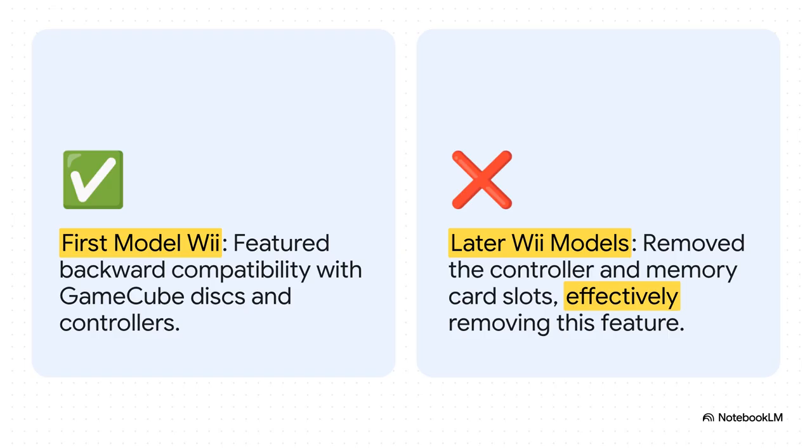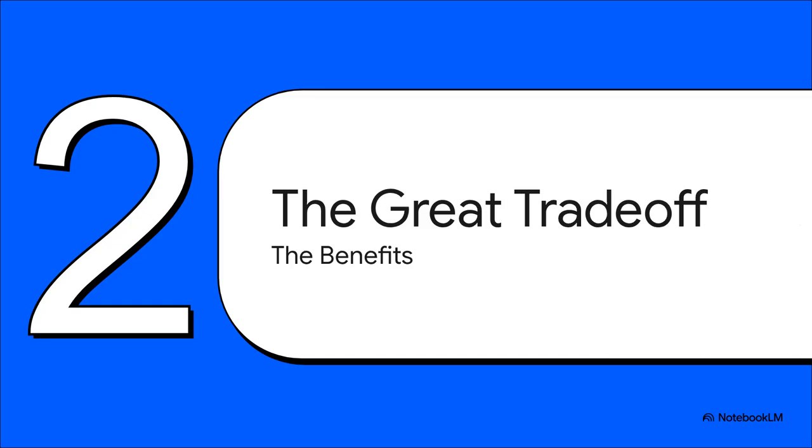Take the Nintendo Wii. The first models were an absolute dream for Nintendo fans, fully compatible with the old GameCube games and controllers. But later on, to cut costs, Nintendo quietly started removing those features, basically breaking compatibility within the very same product line. So this brings us to the central conflict of our whole story. Why on earth do companies go through the enormous effort and expense to support the past? Well, it turns out the benefits can be massive.